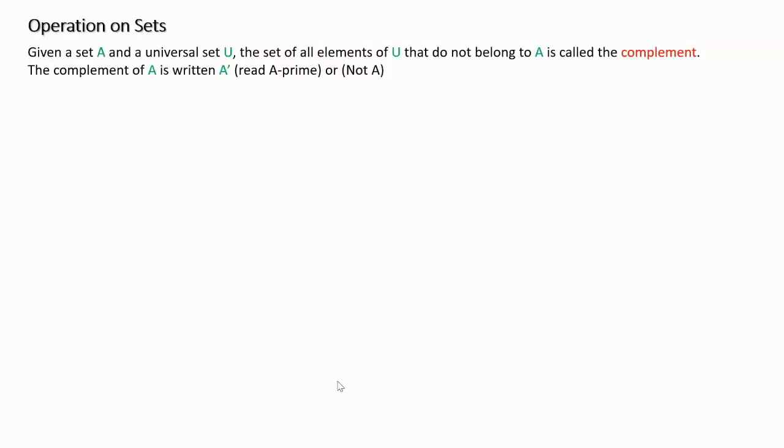Okay, now comes operations on sets. Given a set A and a universal set U, the set of all elements of U that do not belong in A is called the complement. The complement of A is written A with a little comma on top. That's called prime. It's called not A or A prime. The complement of A is called not A or A prime.